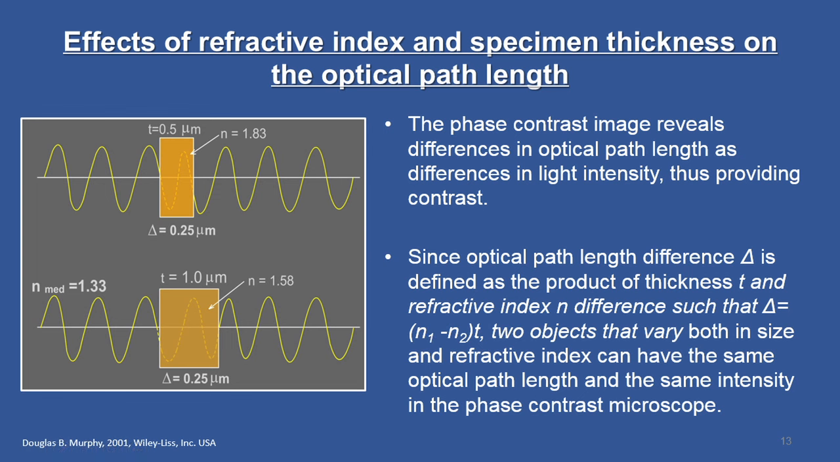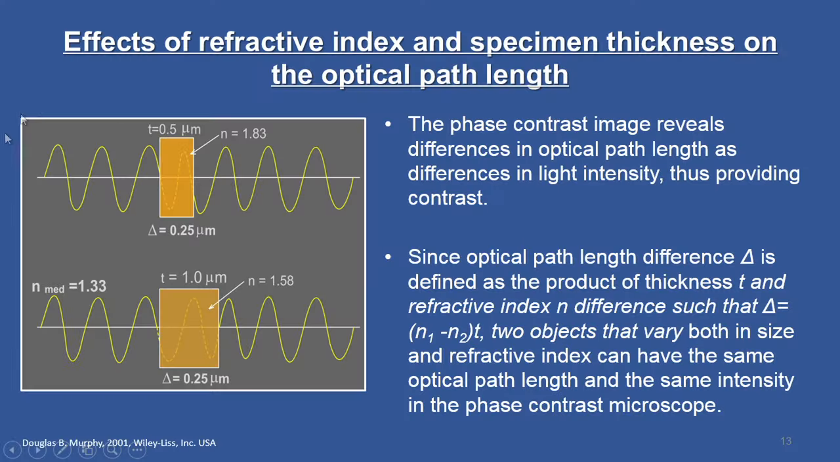And let us now look at the effect of refractive index and the specimen thickness on the optical path length. We have already seen what optical path length is, and it has a significant role in phase contrast microscopy. Let us see what it is. The schematic shown here is an object with different thickness and different refractive index.